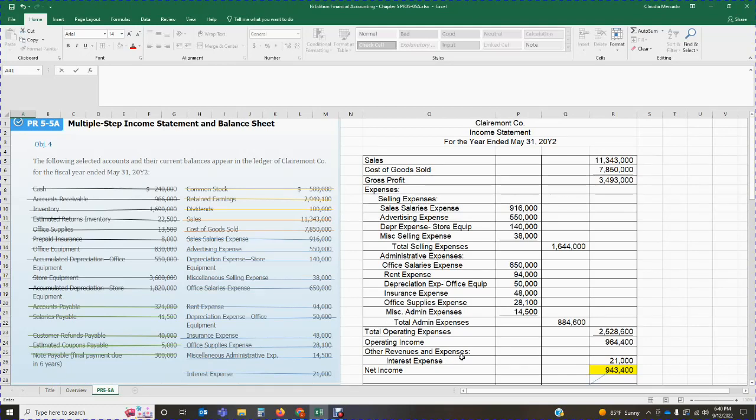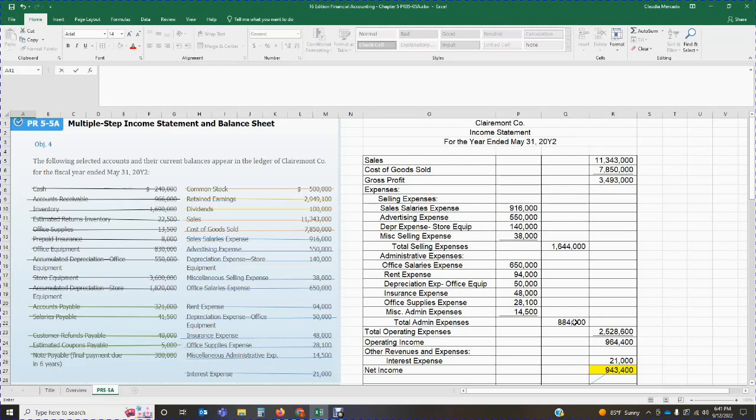That way we can see, hey, how much are we spending on selling expenses? Well, our selling expenses are 1,644 versus 884,600 of admin expenses. So that way you have more detail because we're grouping these according to the categories provided. But the overall result, whether you use the multiple step or the single step, is the same. If you're using the same figures, you should still arrive at the same net income.